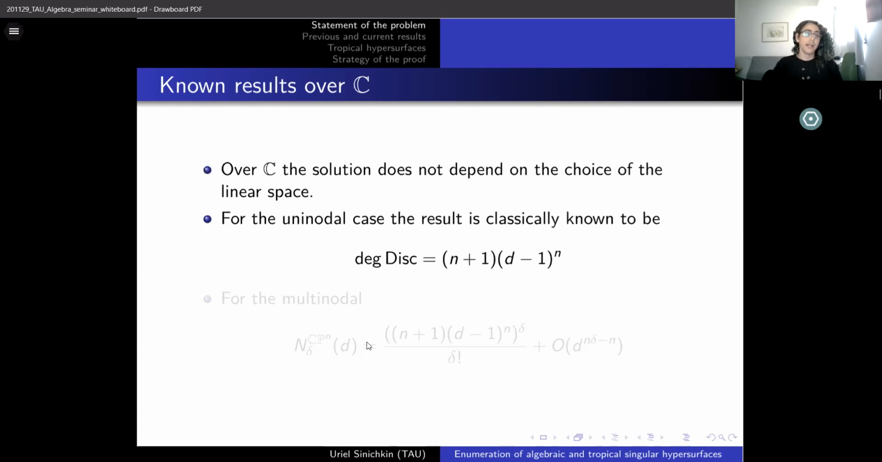So first we will. Sorry, Uriel, maybe you can say a couple of words of what nodal means? Yes, so nodal just means that locally around the singularity, it's given by a non-degenerate quadratic form. So the singularity is a point or a divisor? It will be a point. It will always be a point.